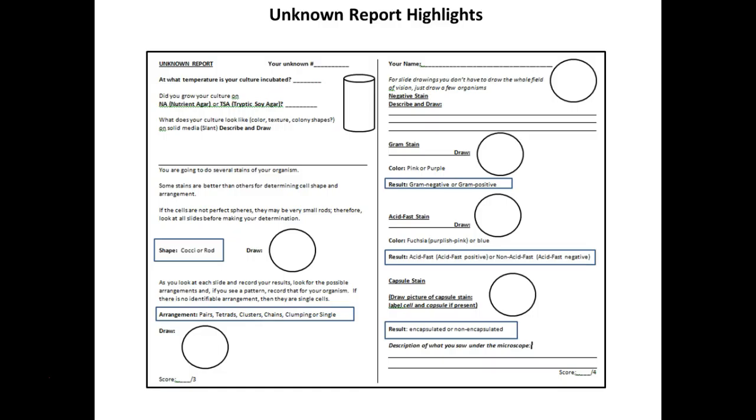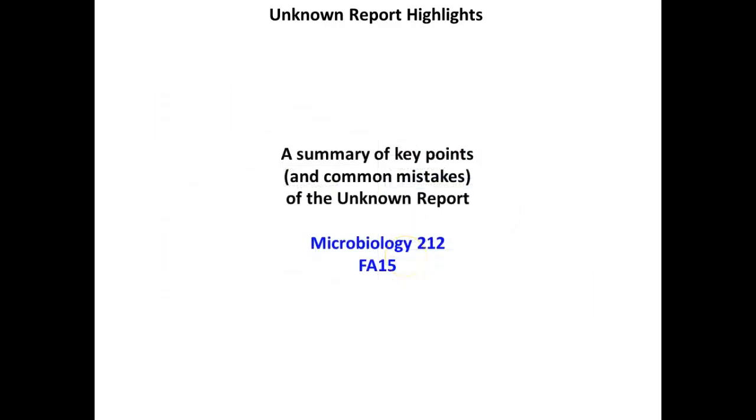The other thing is capsule again. Not properly describing what you're seeing. It should be dark background, colored cell, clear halo. Those parts should have been labeled. I made you guys do it on the midterm. I don't know why it didn't show up on the lab report. It says it right there: label cell and capsule if present. So some of you guys lost points on that. Really easy points, mind you.